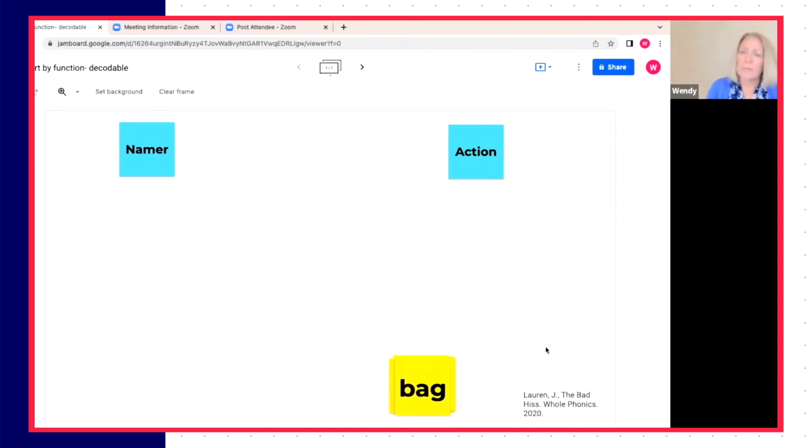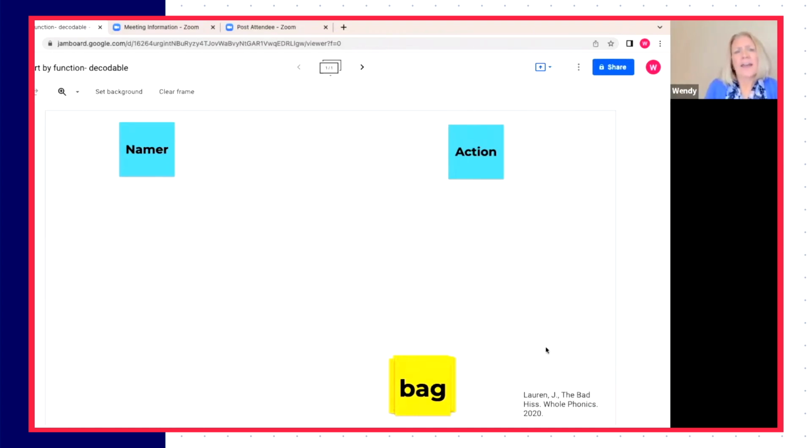So the primary purpose is to think about the function or the role of these words, but it's also good to have our students read these words again and again before they get into the connected text. It's also good for working on some vocabulary. It will also give them an idea of what the story will be about because of the words that I've chosen. So I will be using a decodable text called The Bad Hiss by Jill Lauren, and it is part of her whole phonics decodable text series.